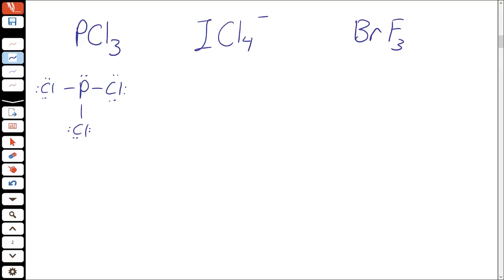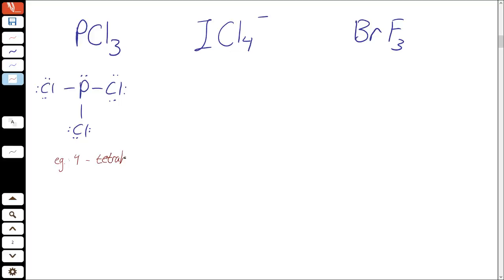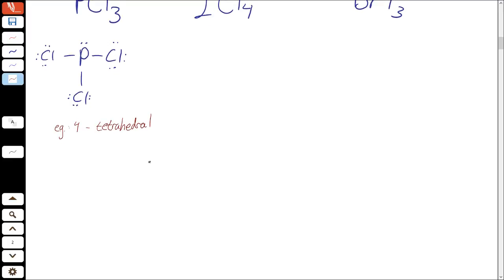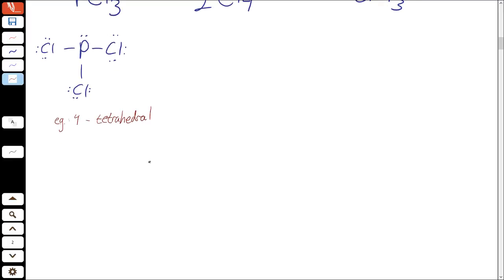Hopefully. Now that we've got the Lewis structure, we can start thinking about the geometry. How many electron groups are on the central atom? 4, right. We've got the 3 Cl's and then the lone pair. So our electron geometry is called tetrahedral, which always goes along with 4 groups. That means our bond angles are going to be around 110, a little less because of the lone pair.